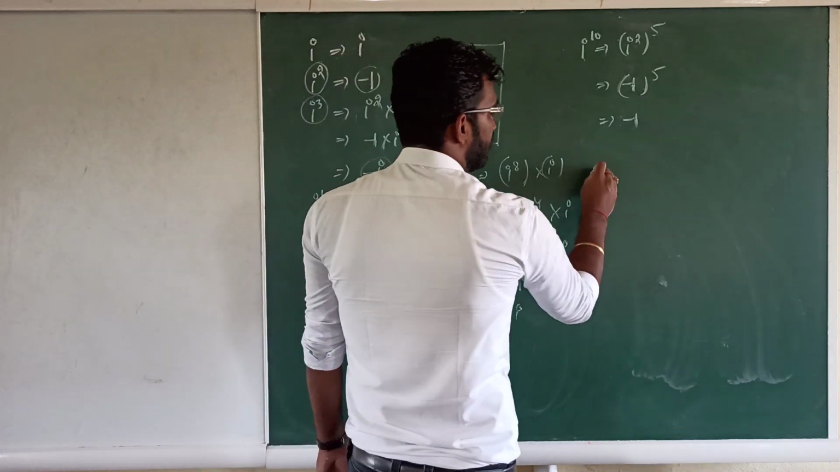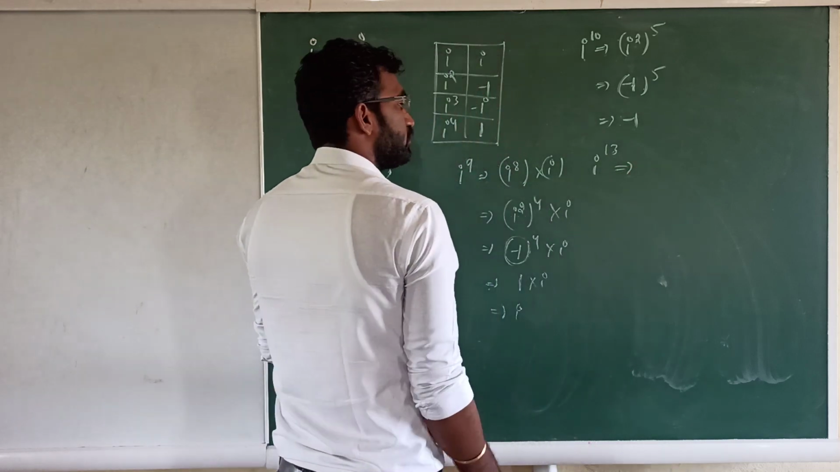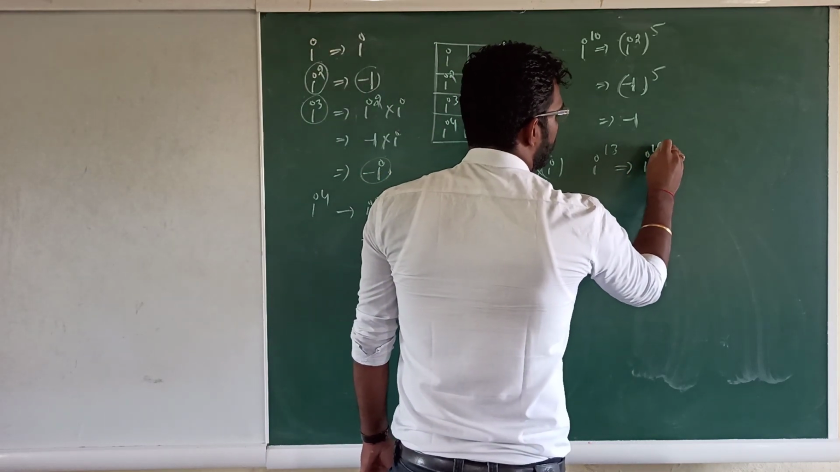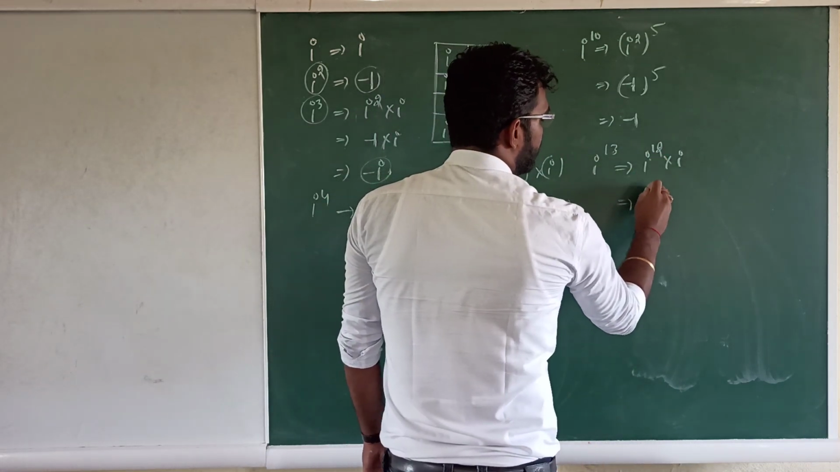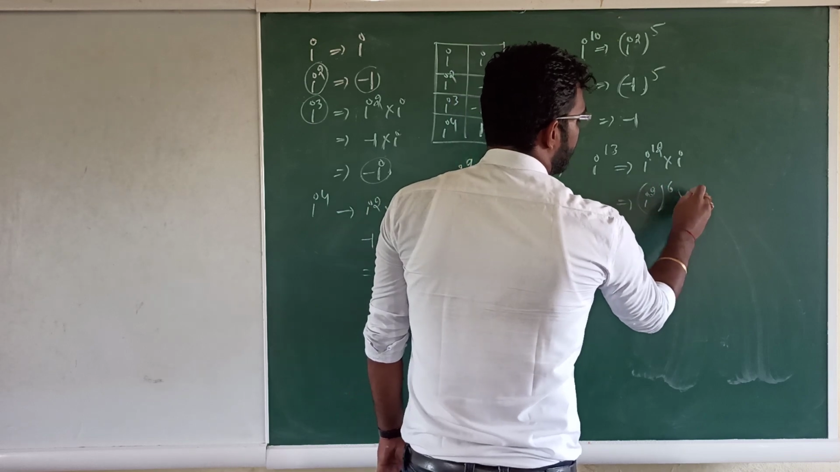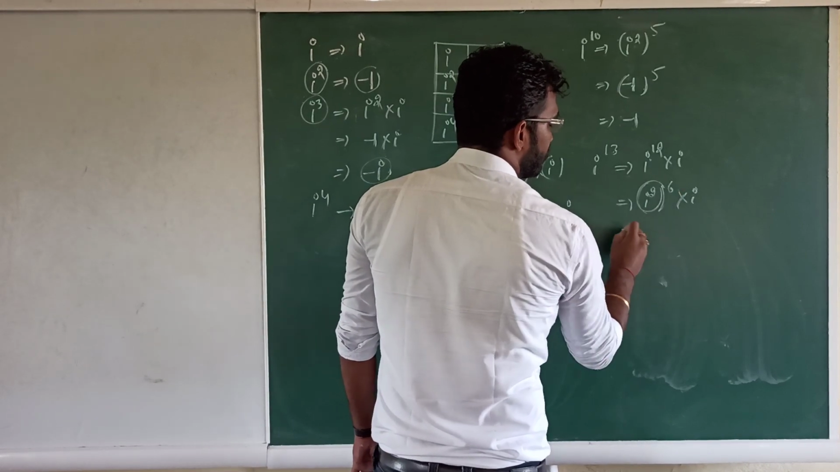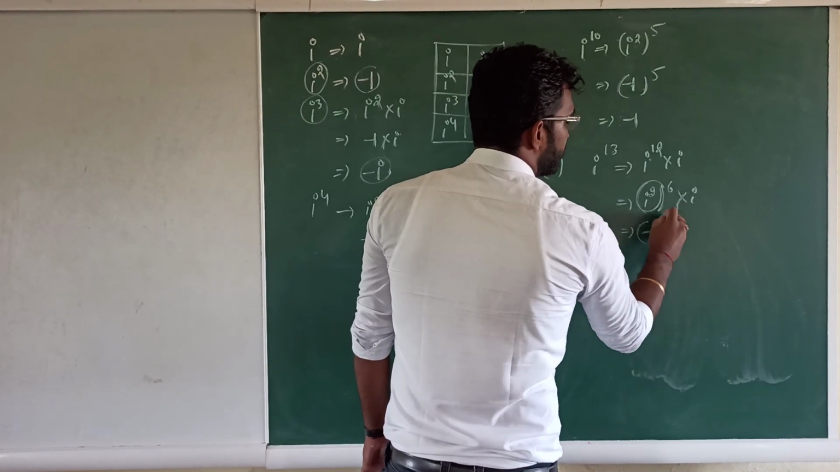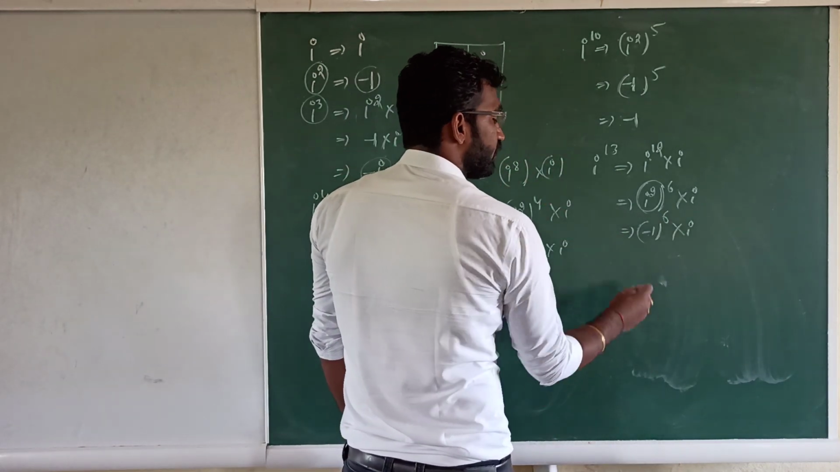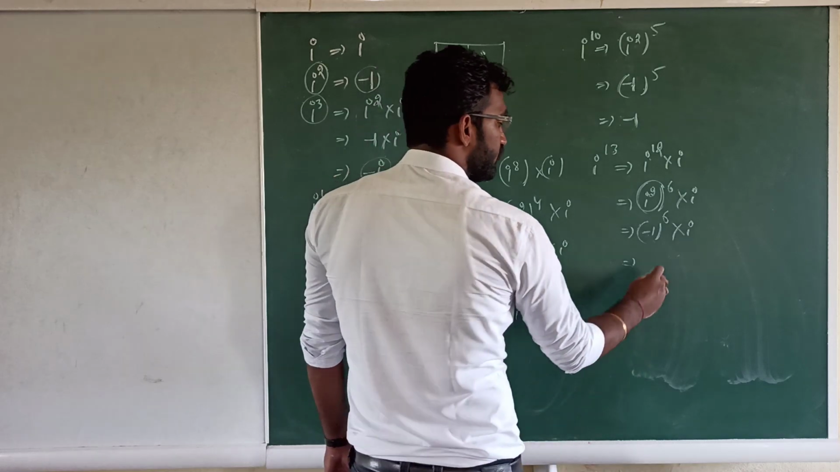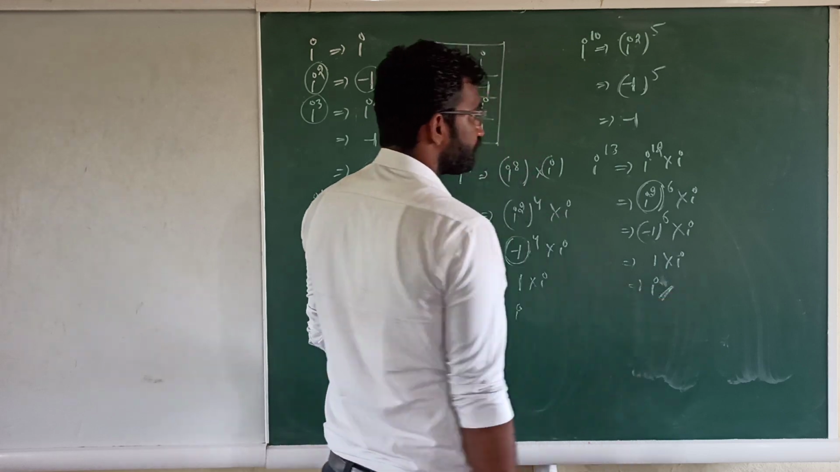So I'll take any number again. I will take i raised to 13. Then how are you going to write it? This can be written as i raised to 12 into i, right? This can be written as i square raised to 6 into i. I know the i square value, minus 1, raised to 6 into i. You can see here minus 1 raised to 6 is minus 1 raised to an even number, so always you will get plus 1 into i. Therefore the final answer is i, right?